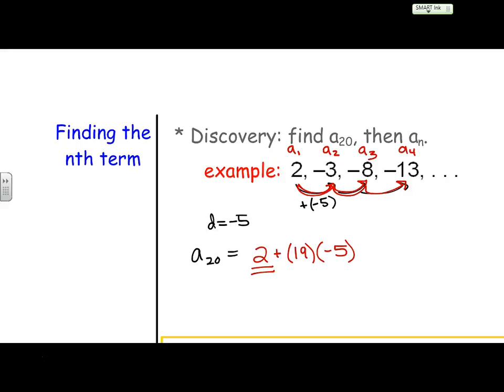Now, if we were to start at a sub 0, then we would have 20 jumps. But we're starting at a sub 1. So long story short, 19 jumps of negative 5. We can get there quickly. The other way would have been to subtract 5 to get to the 5th, subtract 5 to get to the 6th, and the 7th, and the 8th, and the 9th, and the 10th, and we could have just done it in our calculator, right?